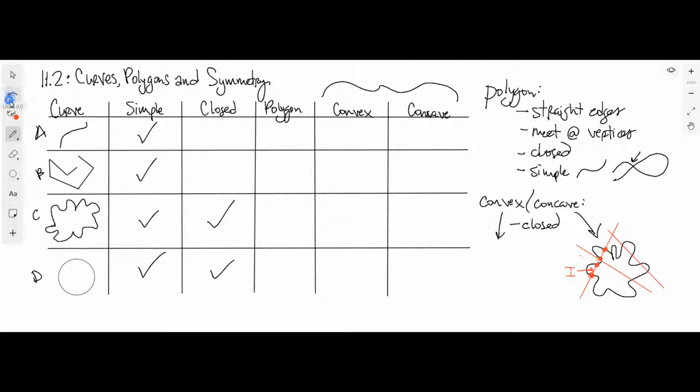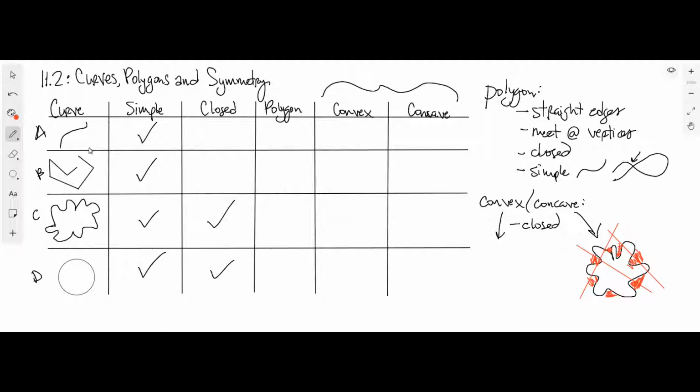And an easy way to think about that is that anything that is concave has a cave. So this is a cave right here, this is a cave right here, this is a cave, any sort of indent whatsoever, even if it's super tiny. Imagine if an ant can shelter in that cave, then it is concave.